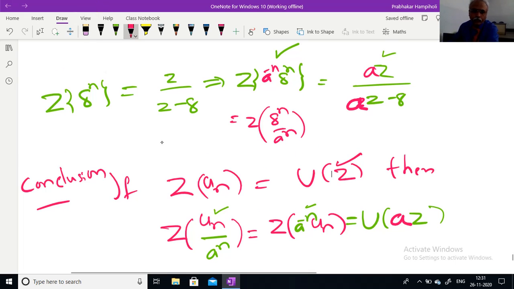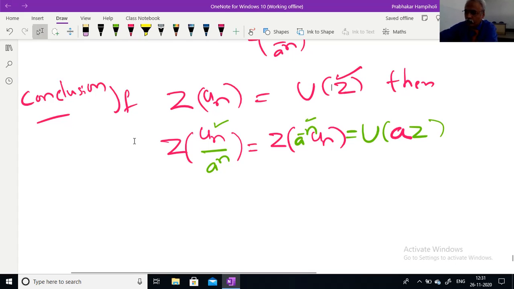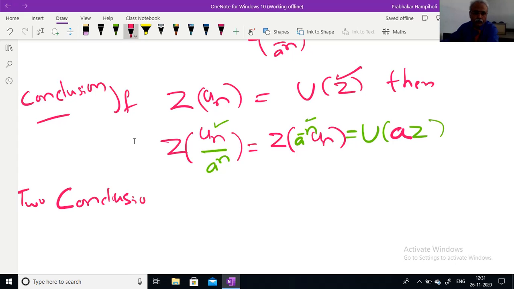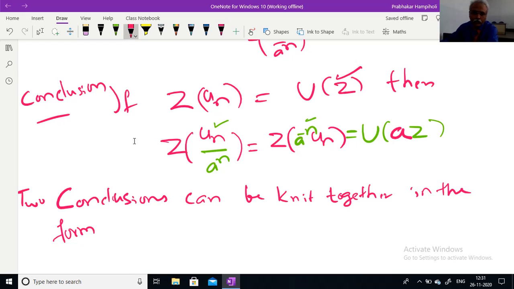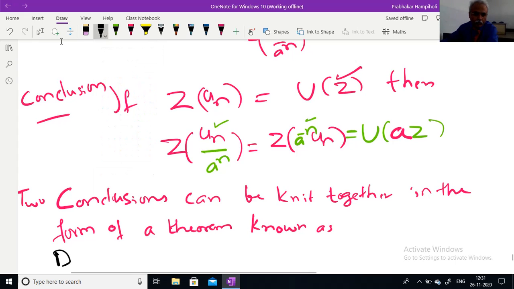So these two conclusions together, why not we should write them. Dear students, I am writing a theorem for you. These two conclusions can be combined or knit together in the form of a theorem. They do it like this only: first they observe and then they write the theorem, and of course a proof will be there. The theorem is known as the damping rule or damping theorem.